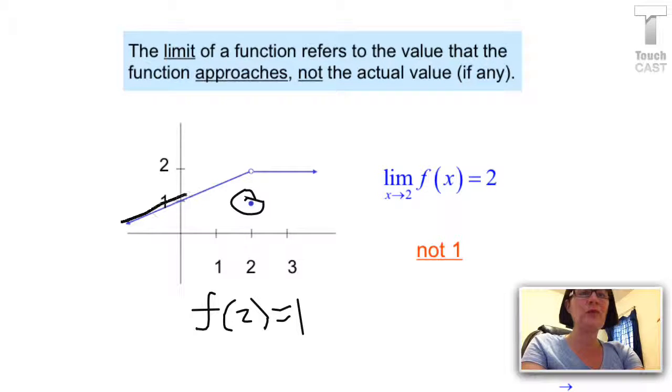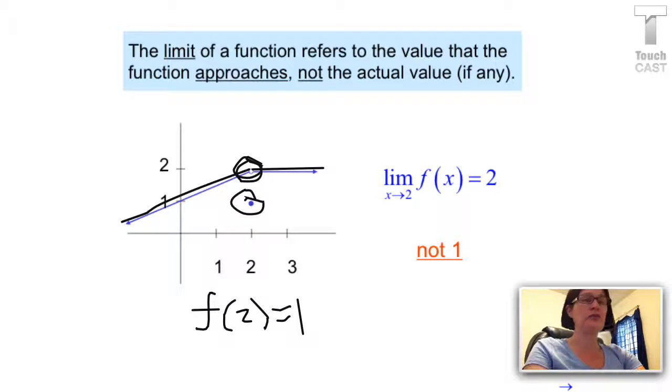The limit is based on the y value my function approaches as I come towards x equals 2, either from the left or the right, or both. And you can see that in both cases it is 2.